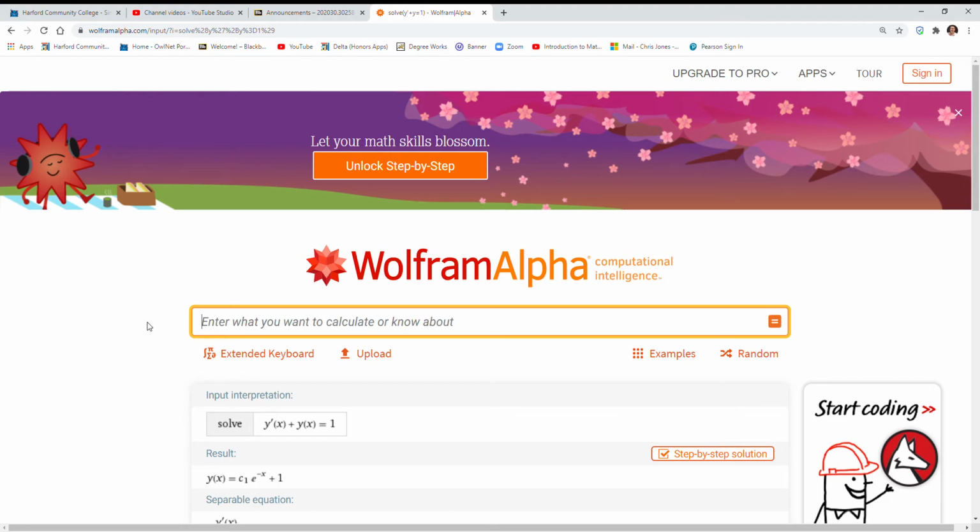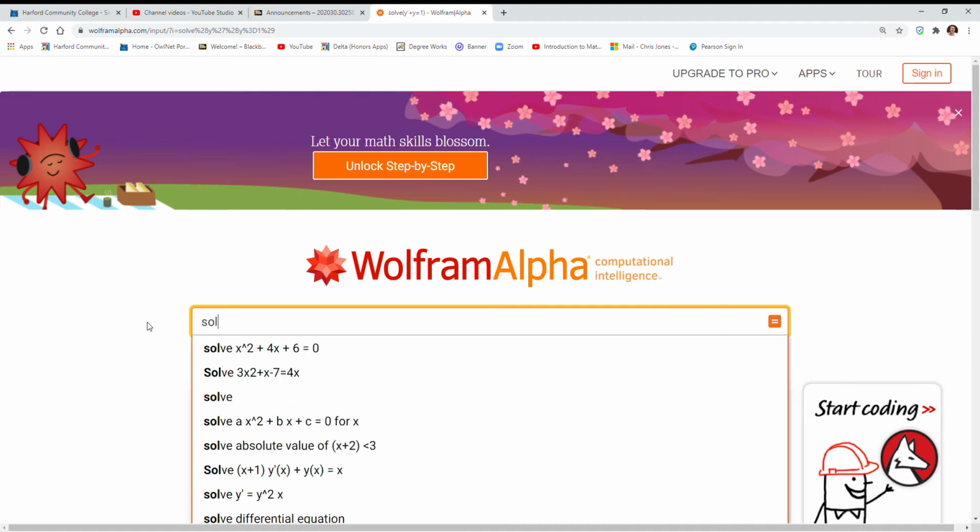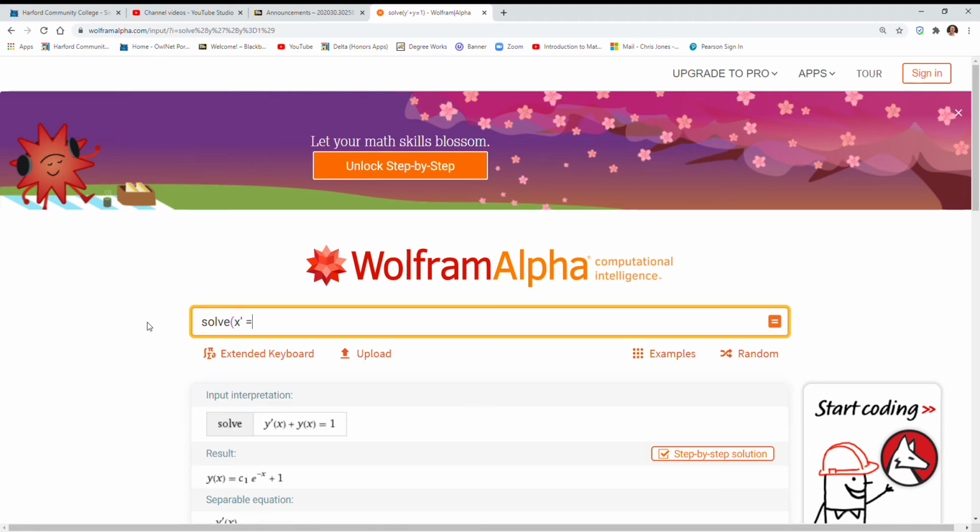So you might remember one of our first examples. In fact, it was the first example of a system that we solved. You might remember we had solve: x prime equals minus 3x plus 2y, and then I'm going to separate the equations with a comma. y prime is going to be equal to negative 3x plus 4y.